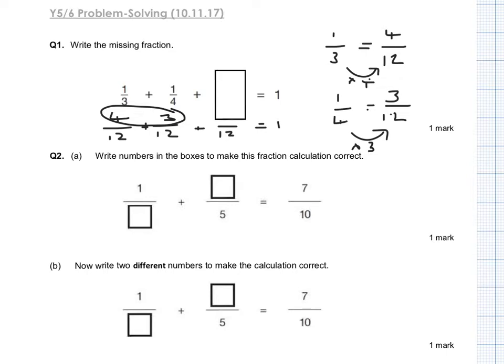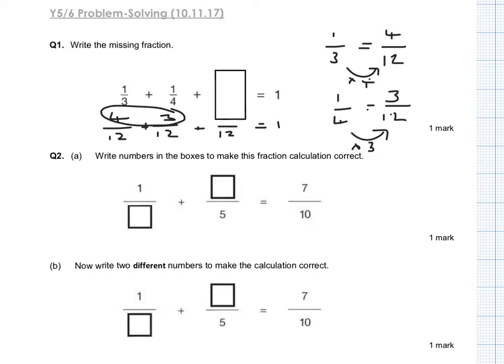For this next one, we've got write numbers in the boxes to make this fraction calculation correct. We've got 1 something, add a number of fifths equals 7/10. Now we've got different denominators here. We need to make sure that we're using denominators that we can add together. So this number here must either be fifths, could be tenths, or it could be a common factor of 10, so it could be halves.